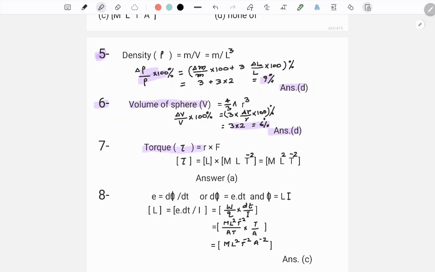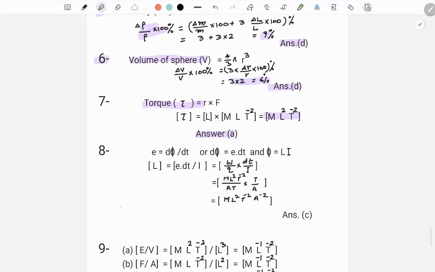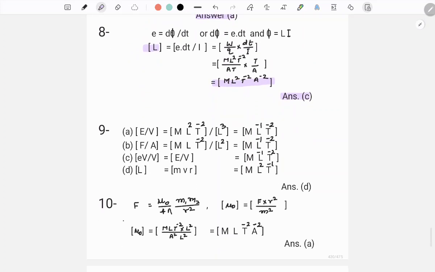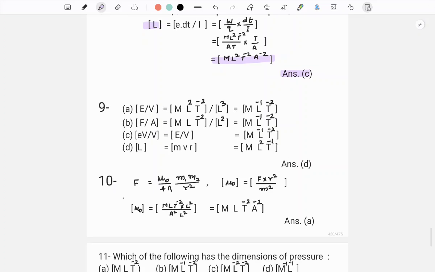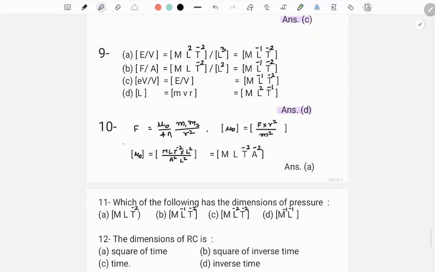Dimensional formula of torque is ML square T to the power minus 2. Answer is A. Dimensional formula of self inductance is ML square T to the power minus 2 A to the power minus 2. Answer is C. Ninth answer is D. Dimensional formula of mu naught is MLT to the power minus 2 A to the power minus 2. Answer is A.